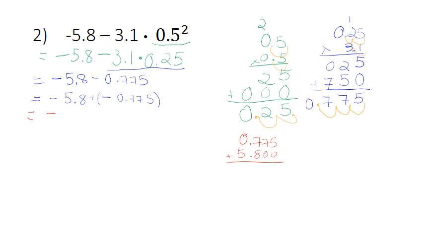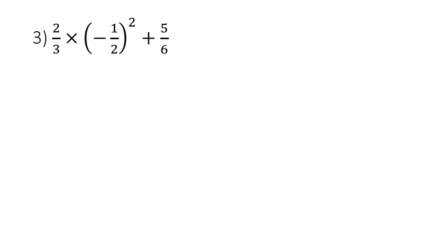I'm adding two zeros here just to fill those spots. 5 and 0 is 5, 7 and 0 is 7, 7 and 8 is 15. Add my decimal place, and 5 and 1 is 6. So that means my final answer here is negative 6 and 575 thousandths, or negative 6.575. Alright, let's look at our third example.